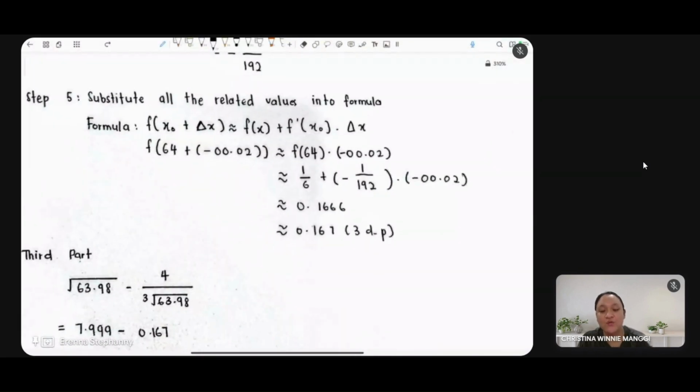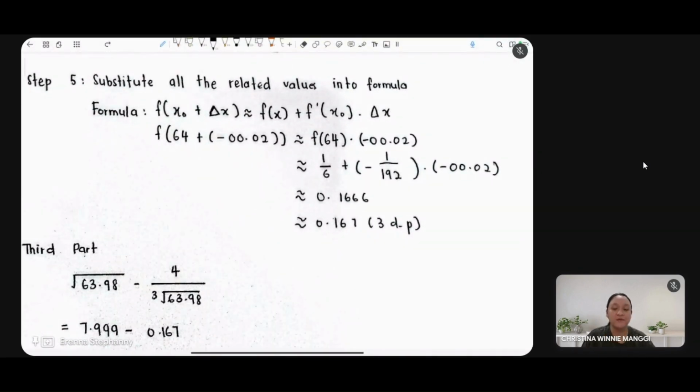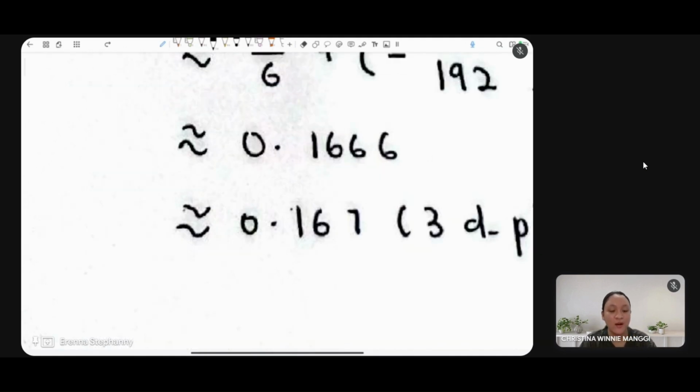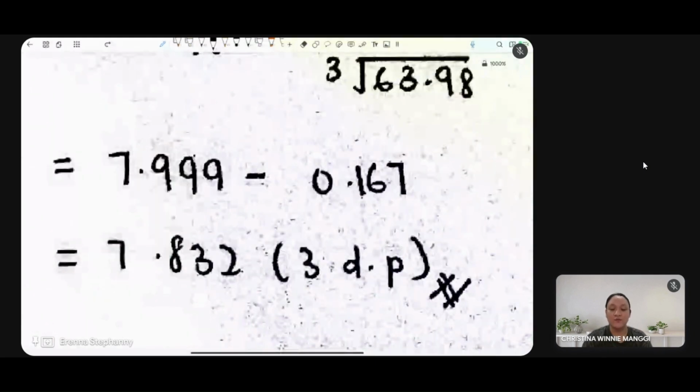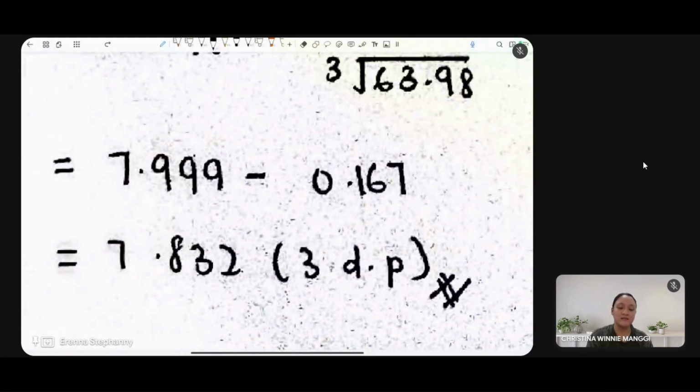Then step 5, we need to substitute all the related values into the formula, which we get f(64 plus negative 0.02) approximately equal to f(64) plus f prime(64) multiplied by negative 0.02. The f(64) we get 1 over 6 from negative 1 over 192, then we multiply it with negative 0.02. Then we get approximately 0.1666 67. Therefore, we get 7.999 minus 0.6167, we get 7.832 to 3 decimal places.